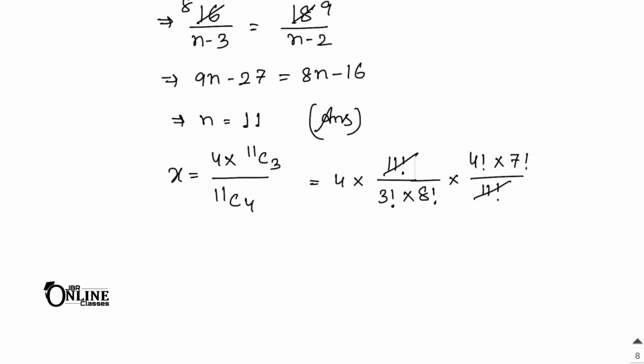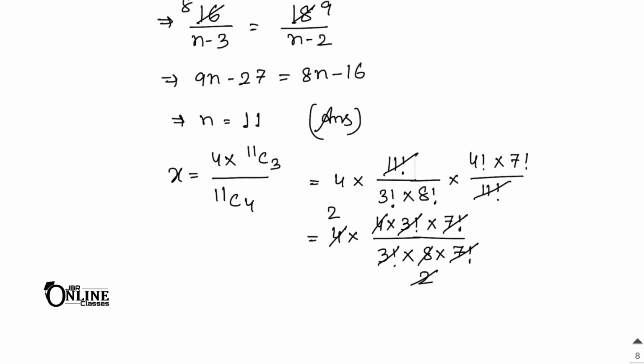So 11 factorial cancels out, here 4 into, now 4 factorial means 4 into 3 factorial, into 7 factorial, and here 3 factorial, 8 factorial means 8 into 7 factorial. So 7 and 7 cancel out, 3 and 3 cancel out, 4 cancels out, 8 and 2 and 2 cancel out, this one 4. So here x equals 2, the second answer.